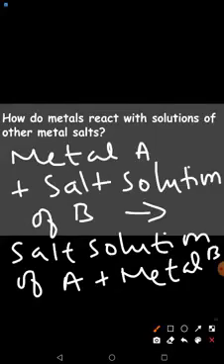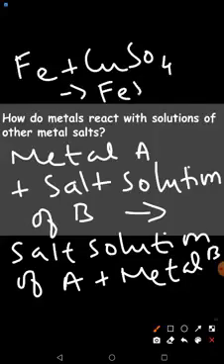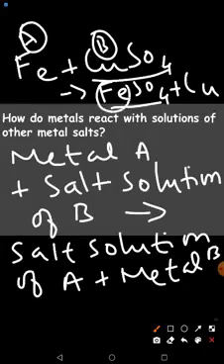For example, I'll take the same example I gave you: iron with copper sulfate. Fine. Fe plus CuSO4 gives you FeSO4 plus Cu. So this is your metal A, this is your metal B. So metal A, and this is the salt solution of metal B, right? Gives you salt solution of metal A. Here you find this ion, and metal B is getting displaced.